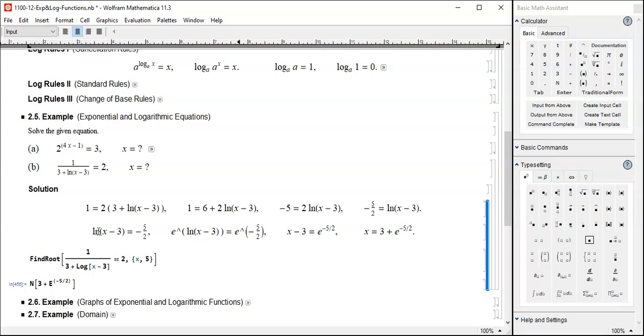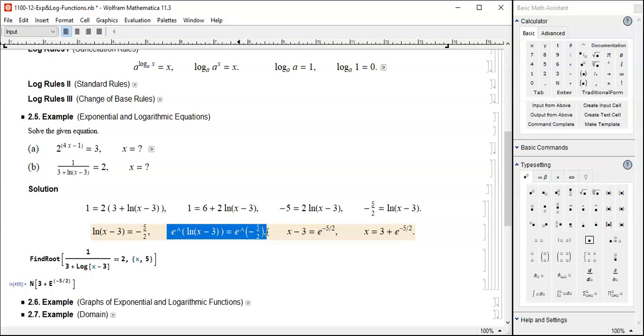Here we go. Log is equal to negative 5/2, and we take the exponential of both sides. If we do that, exponential and log will cancel each other out. We just get x minus 3 like this. And to the right hand side, just e to the negative 5/2 power. Experienced students will just skip this and skip that one too, directly from here to there. And then flip this 3 over to the other side, we have the answer.